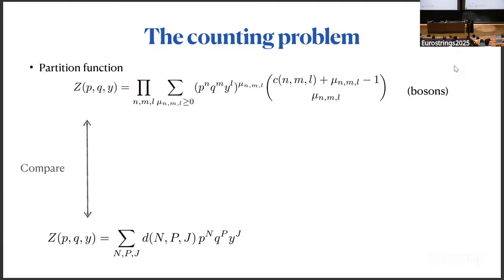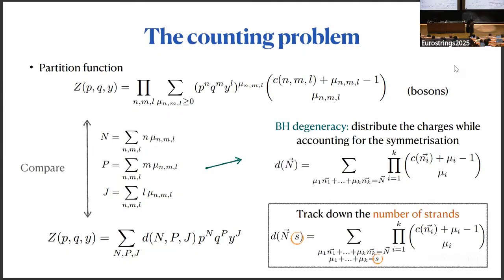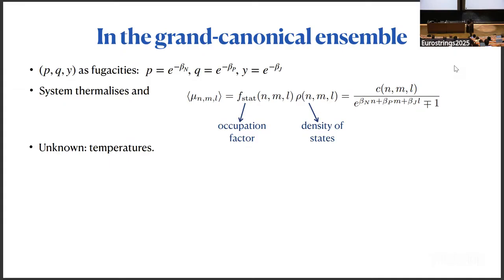And the idea is to compare the partition function with its developed form. What I can do is look at, for example, the powers. Comparing the powers below and up will give me the constraints that I talked to you about before. And if I compare the coefficients, this would tell me that the black hole degeneracy is the number of ways to distribute the charges while accounting for the symmetrization, like the bosonic or fermionic symmetrization. But what we're interested in here is not only this degeneracy, but also to track down the number of strands within the degeneracy. So we have another constraint on the number of strands S. So that's one approach. And the second approach is to go to the grand canonical ensemble.